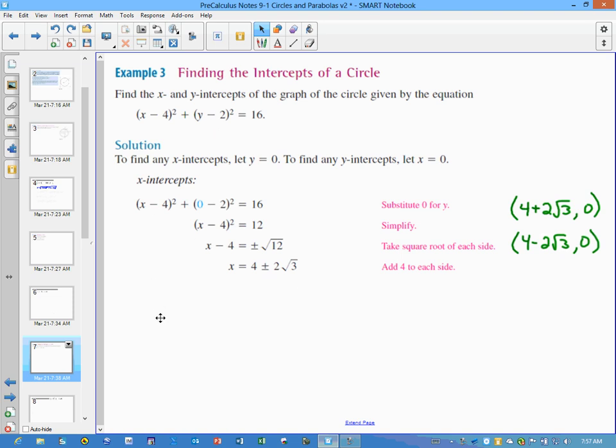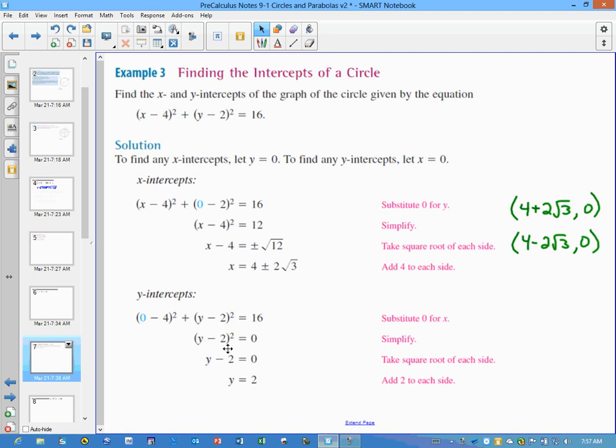Now for the y-intercept, we're going to do the same idea. We're going to solve for y when x is 0. So this time we substitute 0 in for x. -4 squared is 16. When I bring that to the other side, it becomes -16. Applied to this means I get a 0.